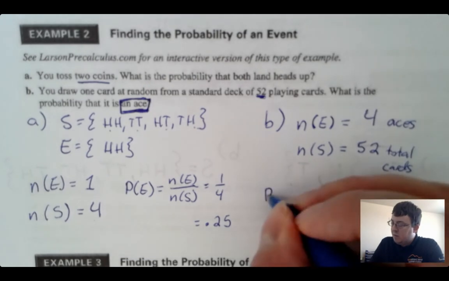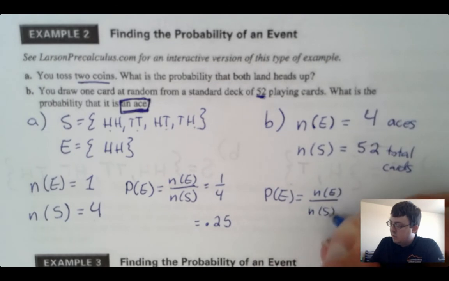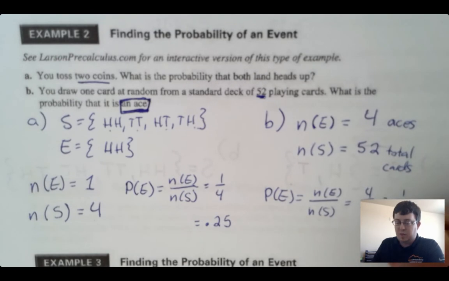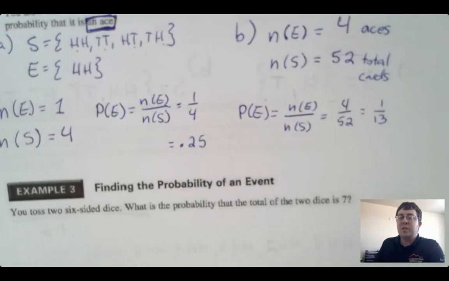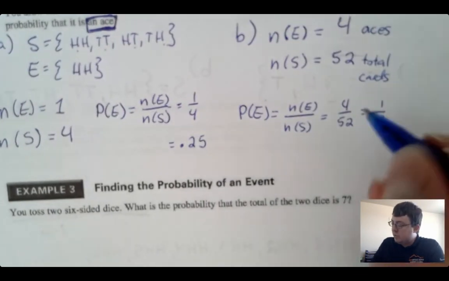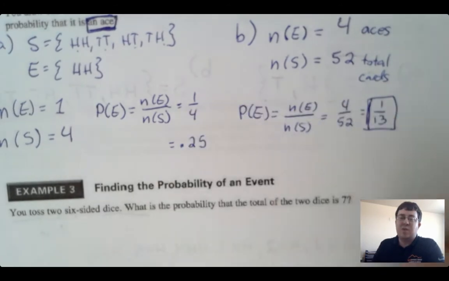So then my probability is pretty easy. It's just, again, n(E) over n(S), which is 4 over 52, which is 1/13. Let me move that up so you can see it better. So 4 over 52, I always reduce to the lowest fraction, and I usually work with fractions. If you want to work with decimals, you'll have to round to 3 decimal places. It's in the assignment.